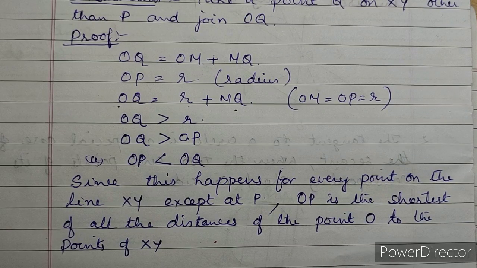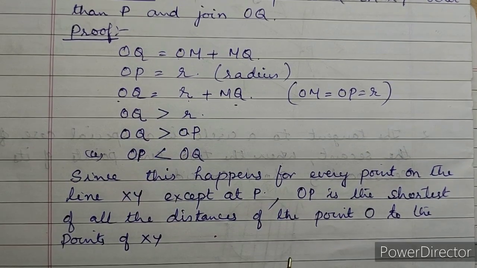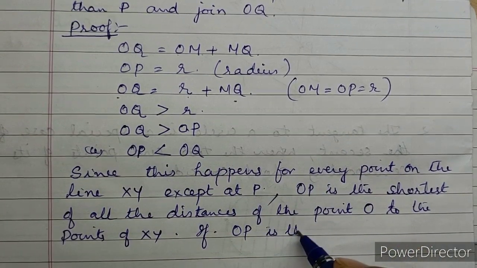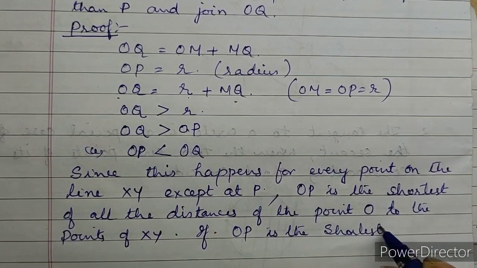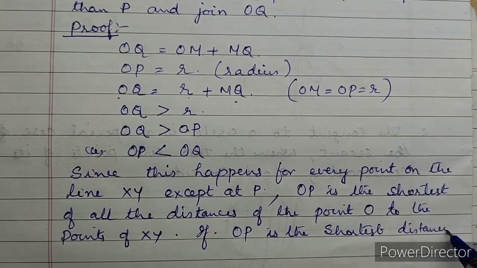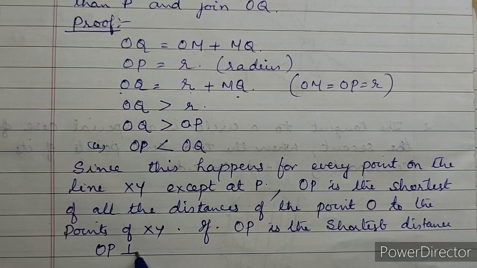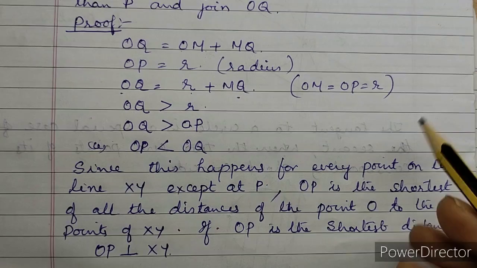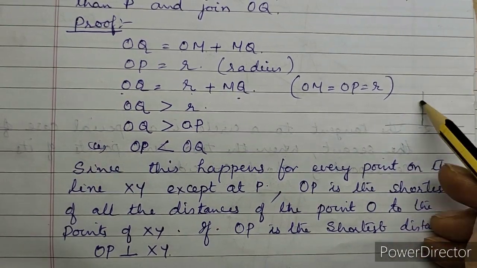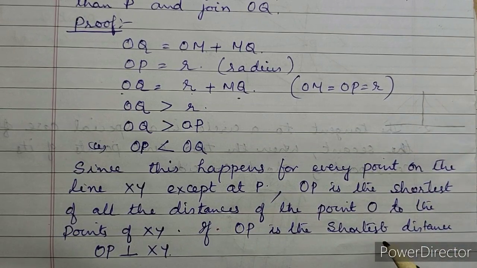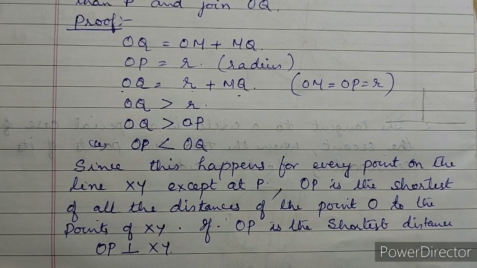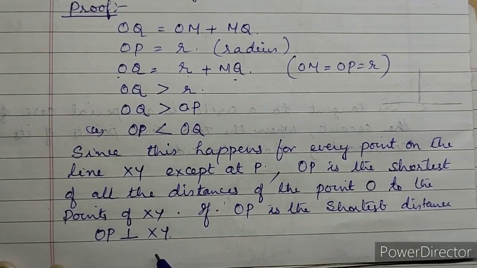So if it is the shortest distance, then definitely it will be perpendicular. So that is the conclusion. If OP is the shortest distance, OP is perpendicular to XY. The perpendicular definition only it is like that. If any line is given, perpendicular will be the shortest distance. Any other point if you take also it will be greater. So shortest distance if you have proved means you can conclude that OP is perpendicular to XY. So hence proved.